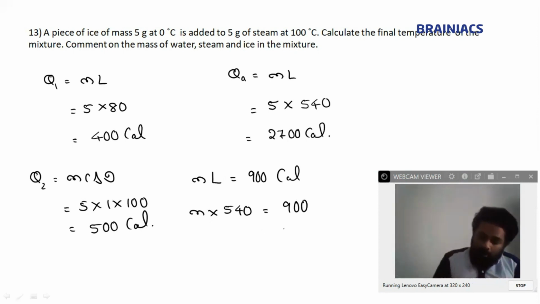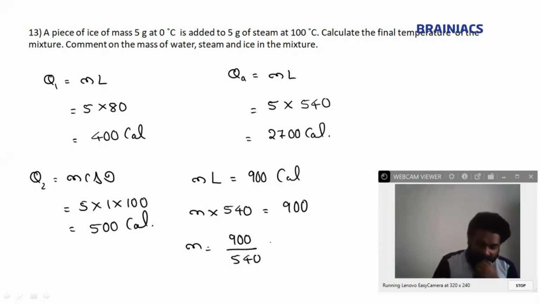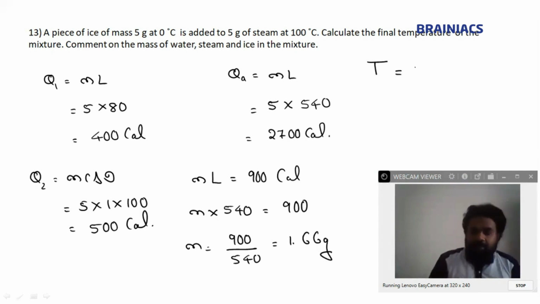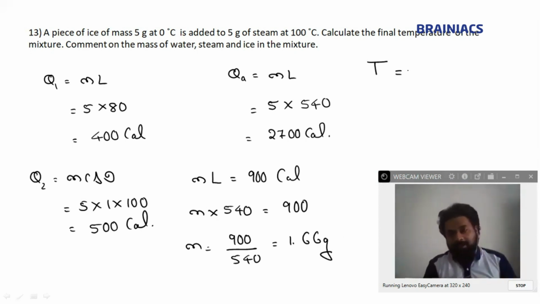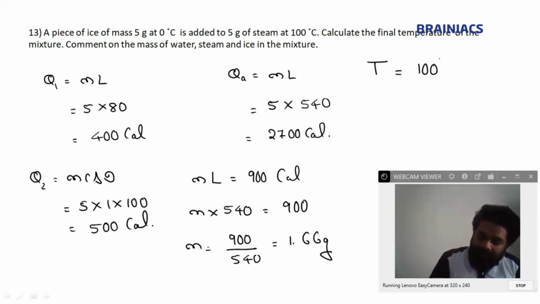Okay. Now what will happen? Mass is equal to 900 divided by 540. So this will become 1.66 gram. So temperature of the mixture is what? Water became water at 100 degrees Celsius. Steam became water at 100 degrees Celsius. That time thermal equilibrium came. So temperature of the mixture is 100 degrees Celsius.